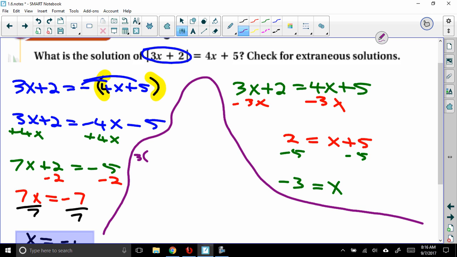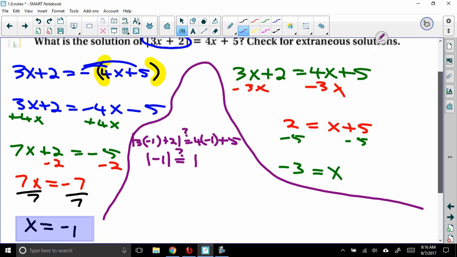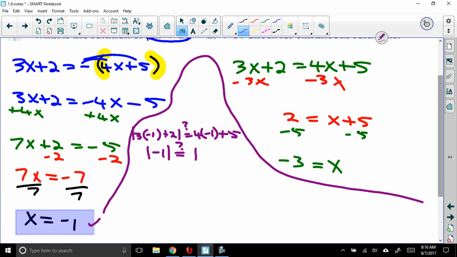The absolute value of 3 times negative 1 plus 2. Is that really equal to 4 times negative 1 plus 5? So 3 times negative 1 is negative 3. Negative 3 plus 2 is negative 1. Is the absolute value of negative 1 really equal to negative 4 plus 5, is that equal to 1? Is that true? It is, right? So the deal is, this solution checks out, and that is one of our answers.